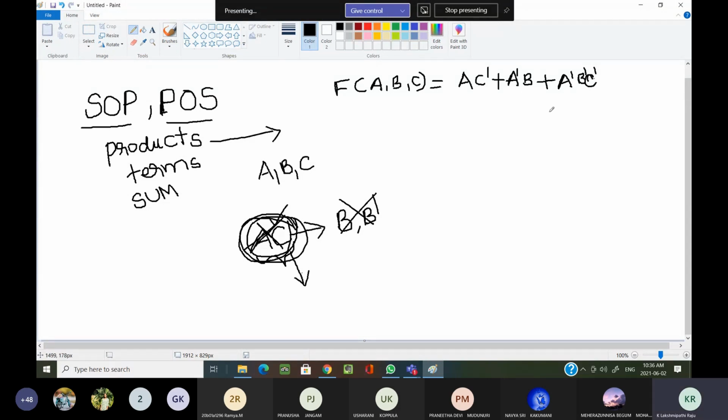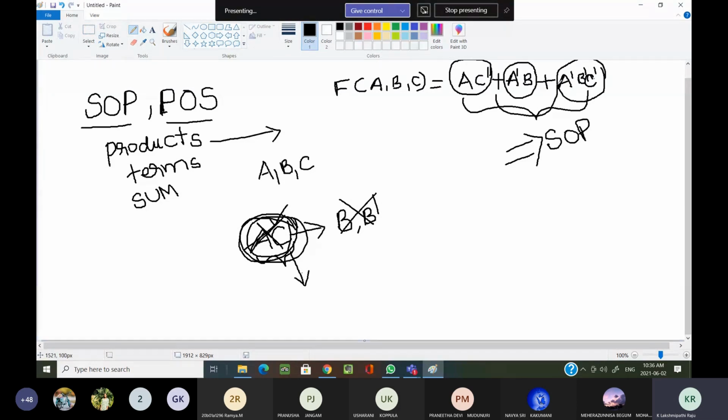This is one expression I have written. Now this expression I can call SOP. Sir, why can you call it SOP? Because every term is a product term. Now what we are performing is summing all the product terms. That is the reason I can call this expression SOP: sum of product terms, sum of products.